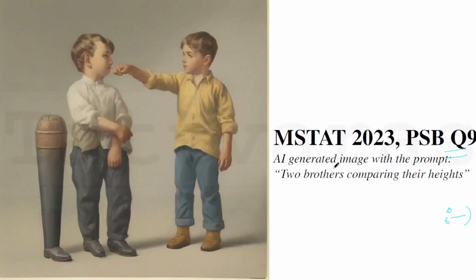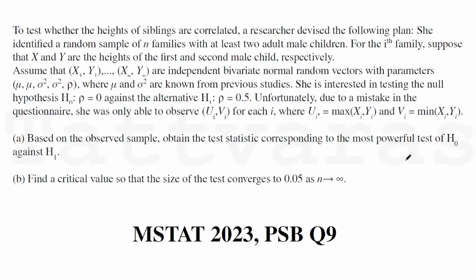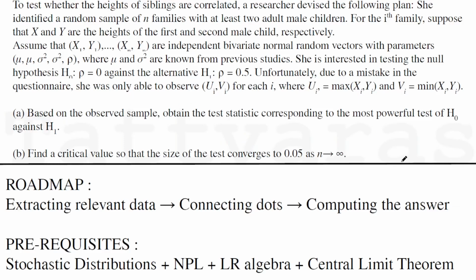Today we'll tackle the ninth problem of ISI MSTAT 2023 PSB, the subjective question. A key part of subjective questions is extracting information that is actually going to be useful in solving or writing the answer. And prerequisites over here are just spoilers. I'm not going to go much into them right now in the beginning, but do note that NPL means Neyman and Pearson Lemma. LR means likelihood ratio.